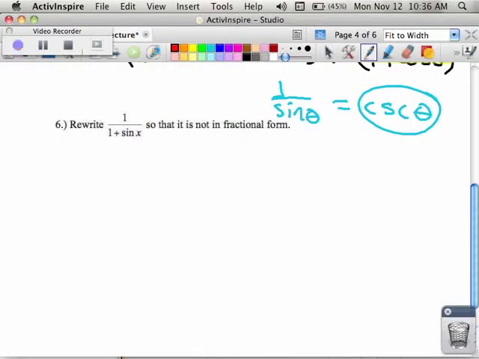Whenever you have something that's a fraction and there's two things on the bottom, one of them's a one usually and one's a trig function, the strategy here is to multiply by the conjugate of the denominator. Now, you might not remember what conjugate means. It means basically look at that fraction that you see on the bottom and multiply by what you see but change the sign. So I'm going to multiply by 1 over 1 minus the sine of x. That's the conjugate.